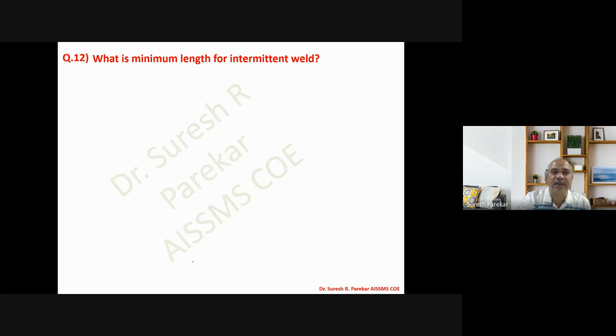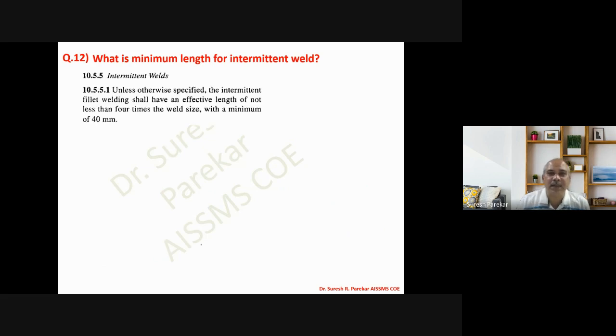Then what is the minimum length for intermittent weld? So the minimum size of the intermittent weld should not be less than 4 times the size of weld, or 40 millimeter. We cannot go less than 40. If 4 times the weld size is greater than 40, then we have to go for that value.